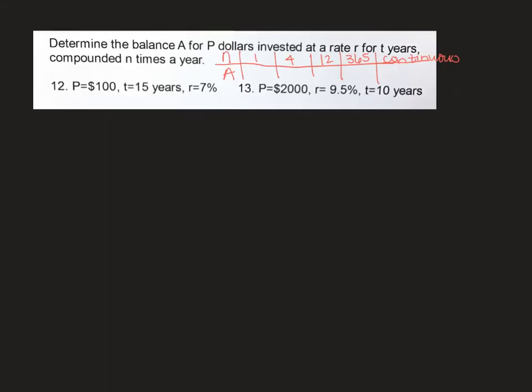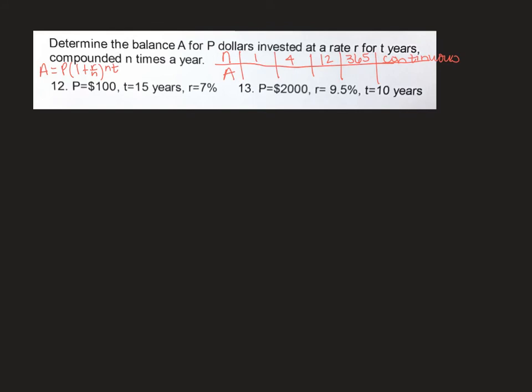So in our last two examples, we're finding a balance for P dollars invested at a rate R for so many years. We're going to do it compounded 1 time a year, 4 times a year, 12 times a year, every day, or continuously. So those are your common compounds for interest. I'm going to show you what each of those would look like. So remember, if it is compounded specific amounts of times in a year, we're using this formula, P times (1 plus R over N) to the N times T power.